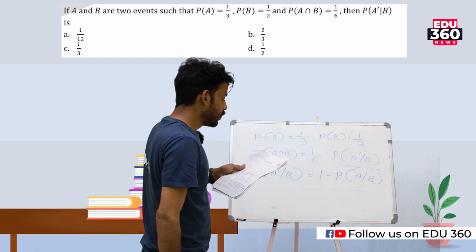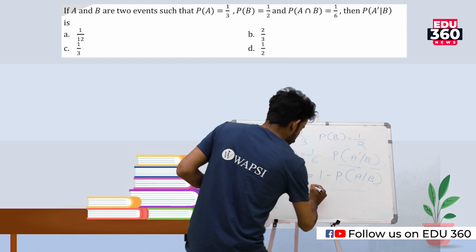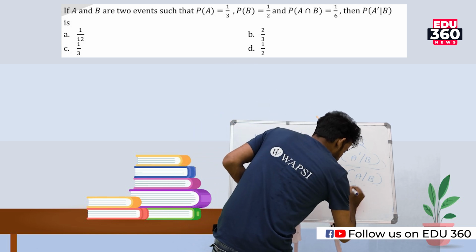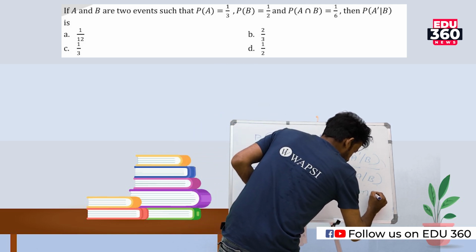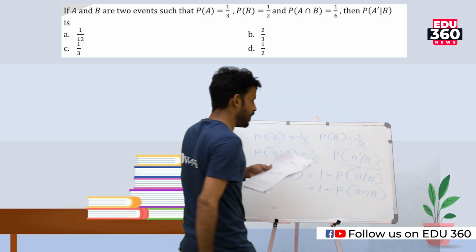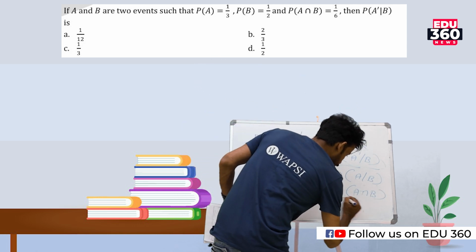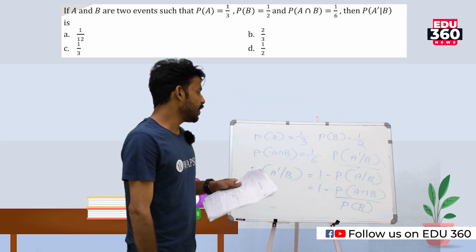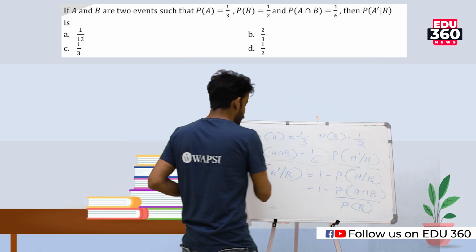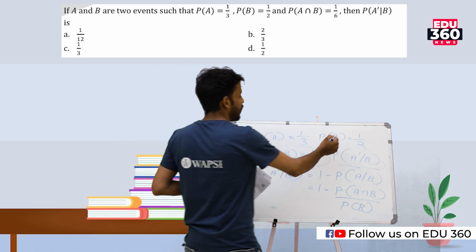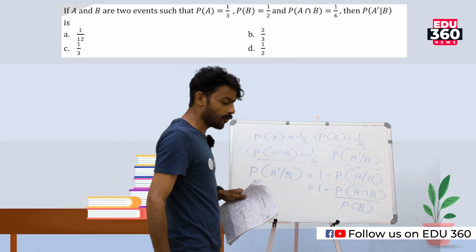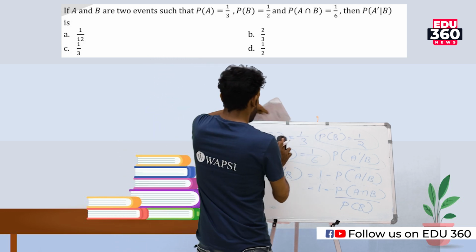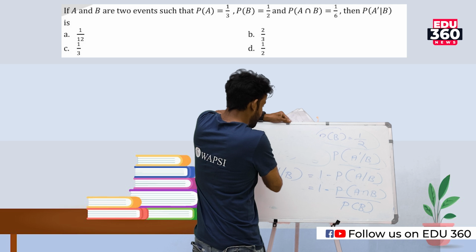Okay. So P of A by B. So that is 1 minus P of A intersection B divided by P of B. P of A intersection B, the value is already given in this question, and P of B, the value is already given here, that is equal to 1 by 2. So just substitute here. So 1 minus P of A bar B, the value will be equal to, let me write it here.